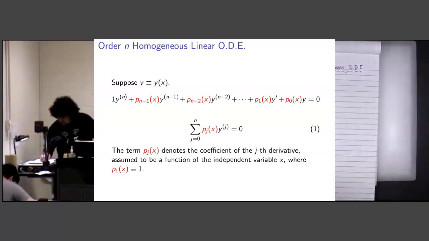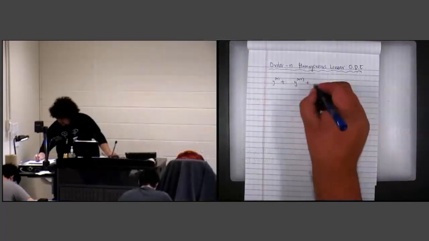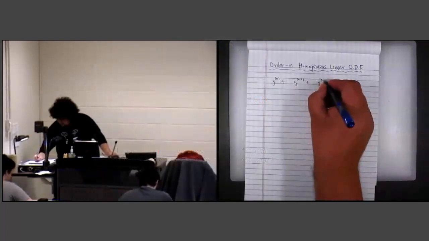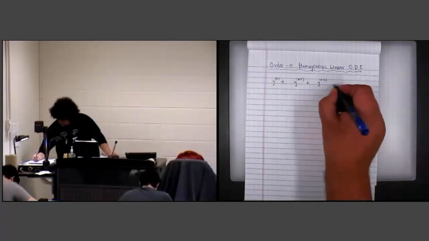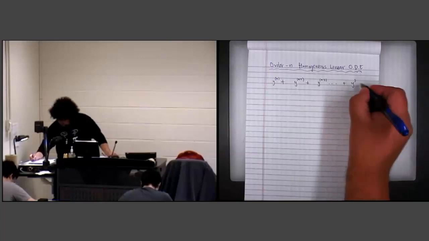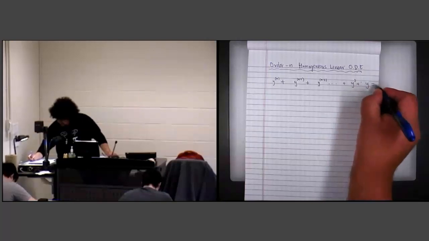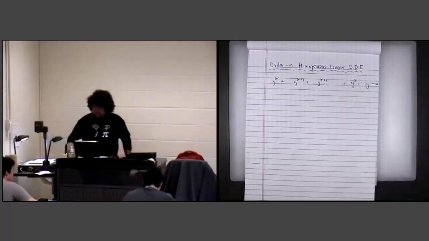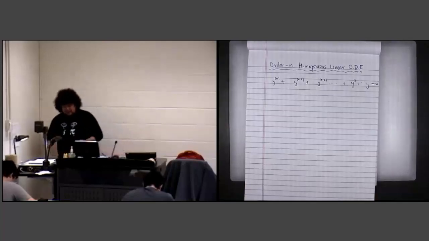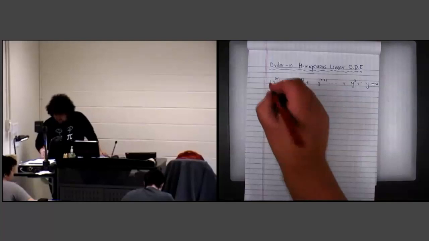You would write this as y to the nth plus the (n minus 1)th derivative plus, say, the (n minus 2)th derivative, dot dot dot, the first derivative, and then the function, and then this is equal to 0. That's one part.